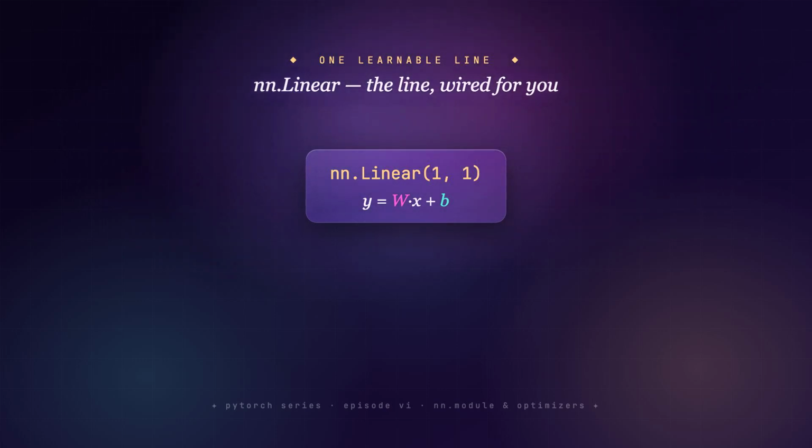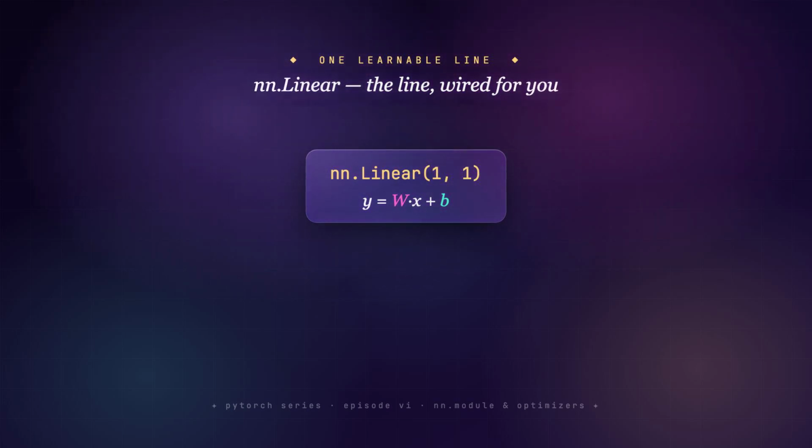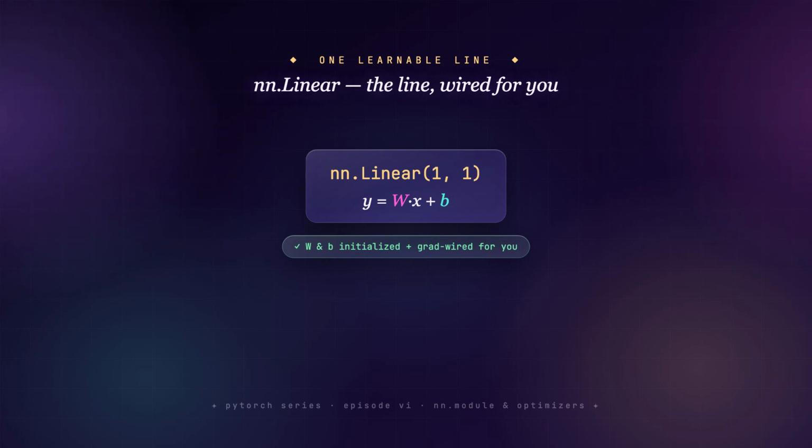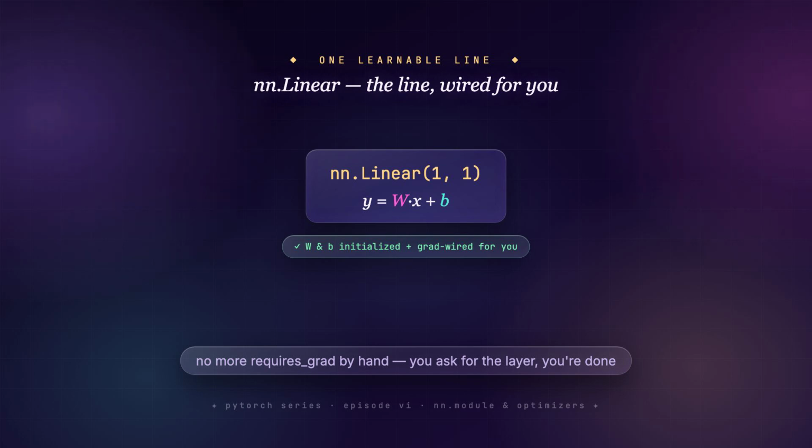This is just y equals wx plus b. The same line from last episode, except PyTorch creates the weight and the bias for you, fills them with sensible starting values, and wires them for gradients automatically. No more requires_grad by hand. No more remembering to track them. You ask for nn.Linear, one input, one output, and you're done.